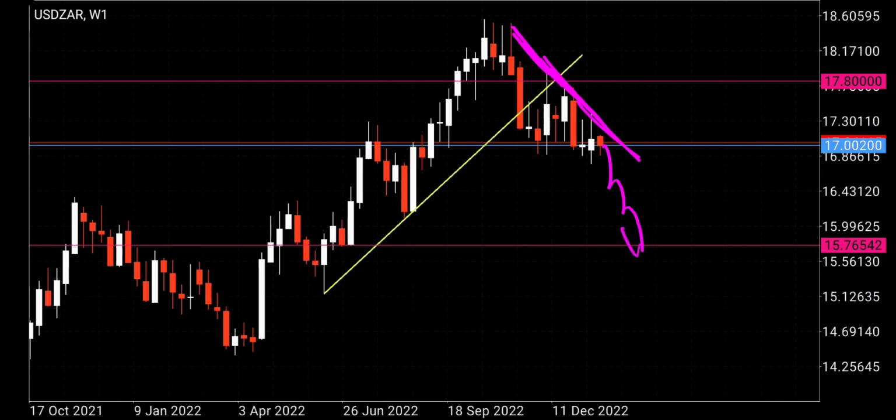Hopefully we will be able to do something like that. But I'm telling you now, this has a very high chance of going towards that 15.76 for as long as it does not change the structures on these bigger time frames. So that's how you should search for trades on these bigger time frames.